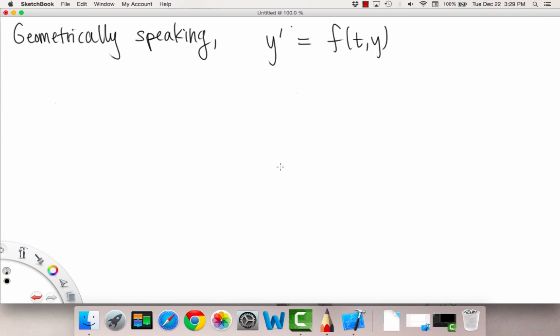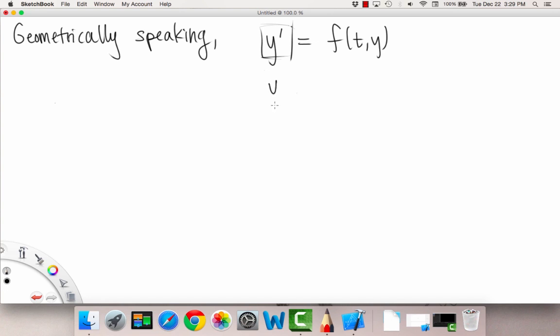Okay, now for the last topic of this concepts video, I'm going to talk a little bit about what we're talking about geometrically, what all of these equations mean. So let's say we have some first order ordinary differential equation, because the highest order here is the first derivative. So we have y prime is equal to some function of t and y.